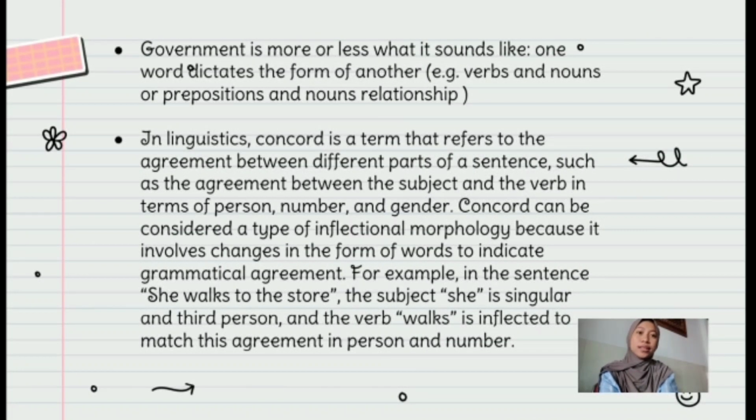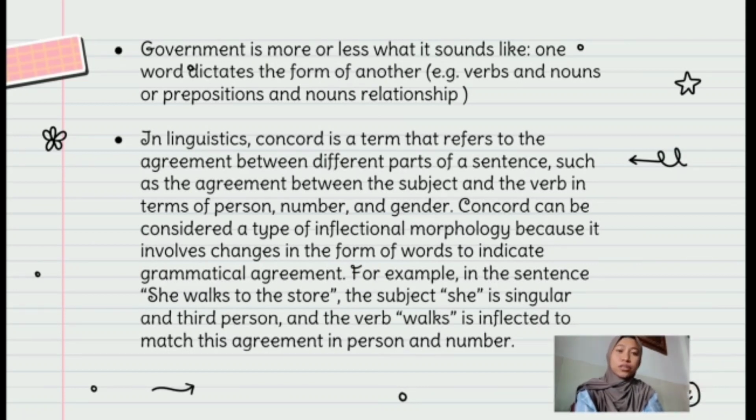Government is more or less what it sounds like. One word dictates the form of another, e.g. verbs and nouns or prepositions and nouns relationship. And the last is concord.